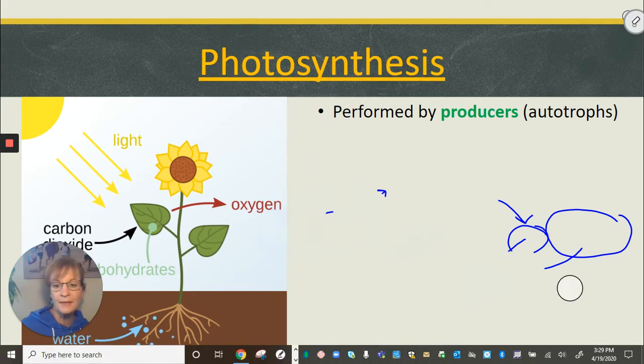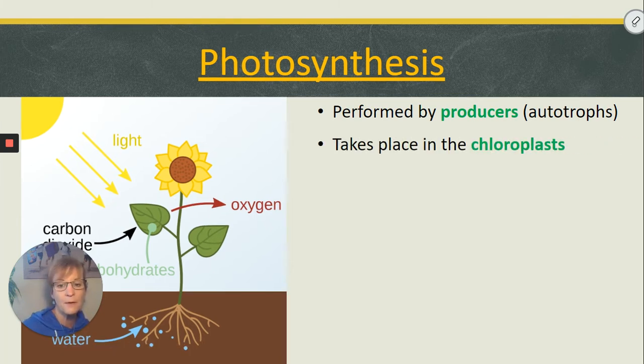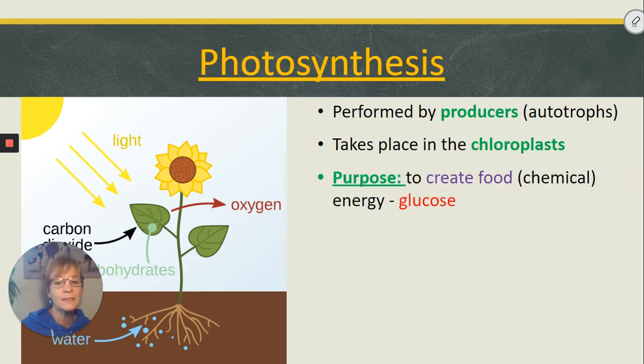Another look at photosynthesis. So just to look at photosynthesis by itself, it's done by producers. So producers are plants, also phytoplankton in the ocean, anything that has chloroplasts and can make its own food. It takes place in the chloroplast. Its purpose is to create food.